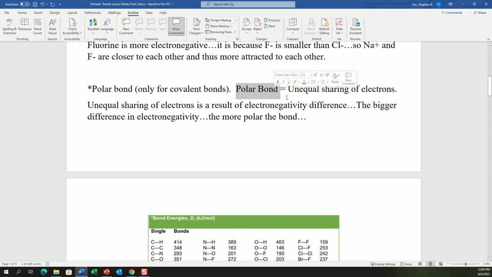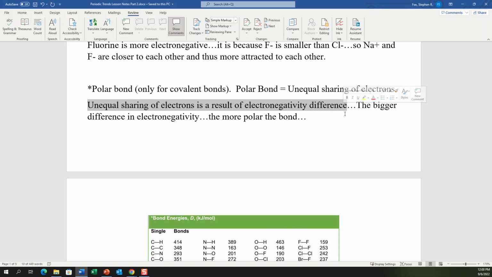So what is a polar covalent bond? It's sharing of electrons, but it's unequal sharing of electrons. And the uneven or unequal sharing of electrons is a result of electronegativity difference, right? If we're going to share electrons, but I have a stronger ability of pulling those electrons closer to me, then we're not going to share them equally.